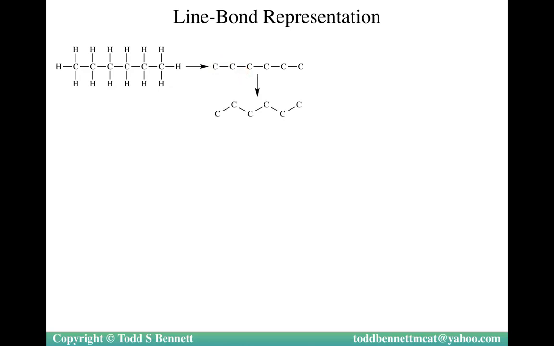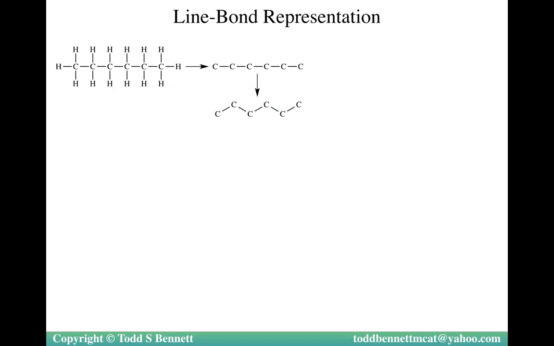Okay, so I'm going to rewrite this structure. Now note C going up to form a bond to this C, going down to form a bond to this C, going up to this C, going down to this C, and up to this C. So you still have 6 carbons, but they're now drawn in this sort of zigzag fashion.